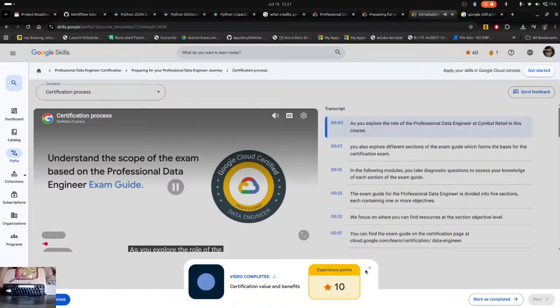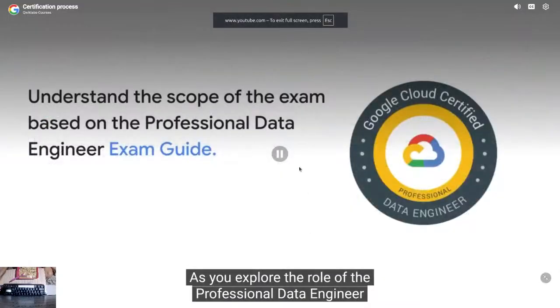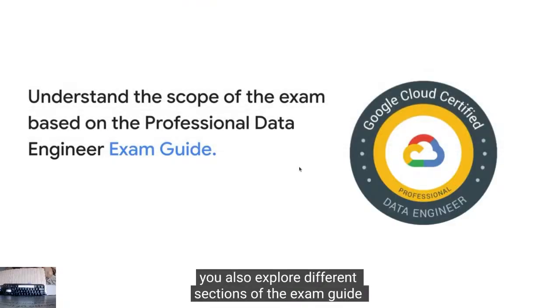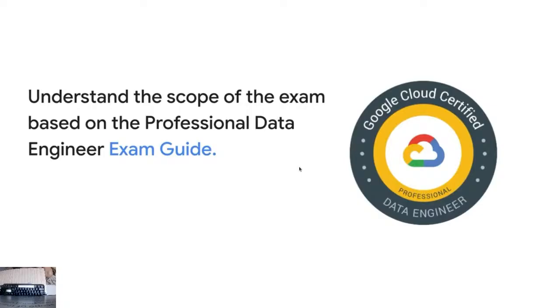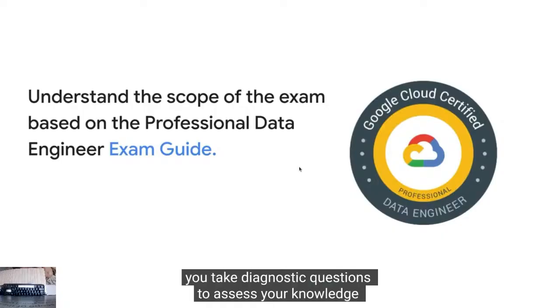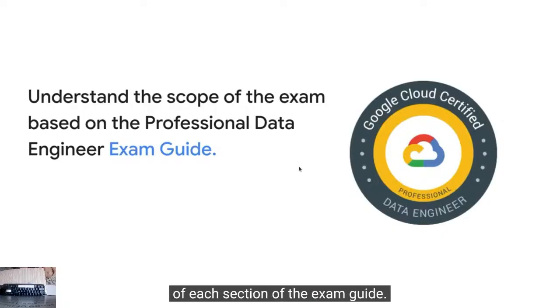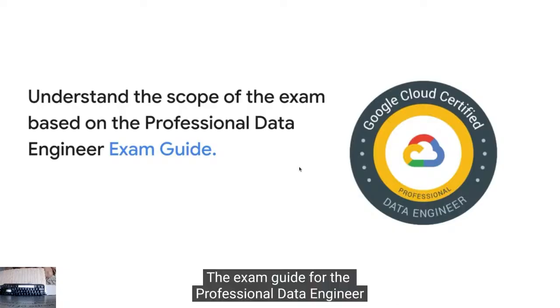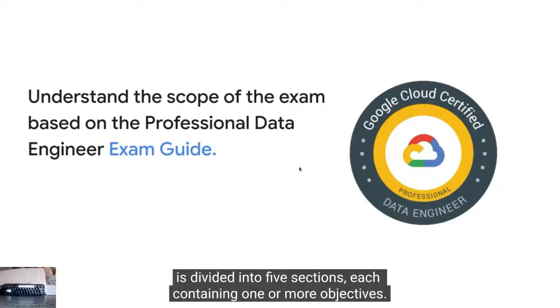As you explore the role of the professional data engineer at Symbol Retail in this course, you also explore different sections of the exam guide, which forms the basis for the certification exam. In the following modules, you take diagnostic questions to assess your knowledge of each section of the exam guide. The exam guide for the professional data engineer is divided into 5 sections, each containing one or more objectives.